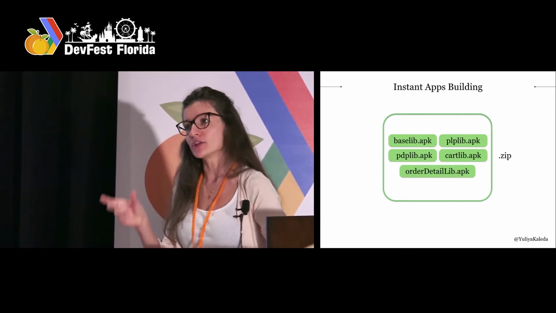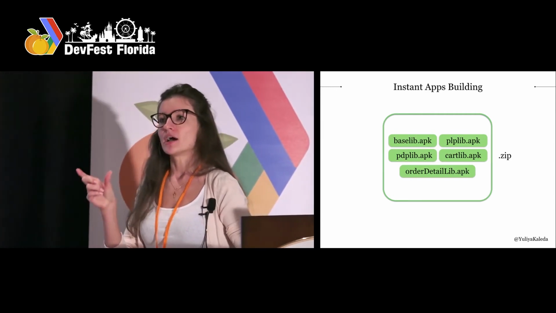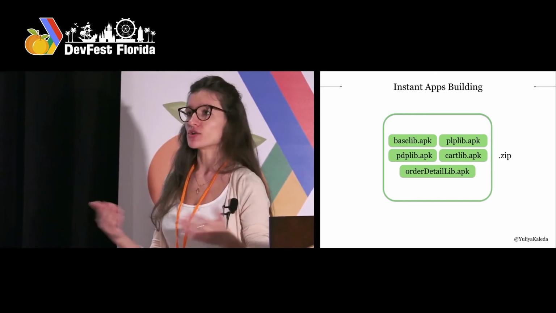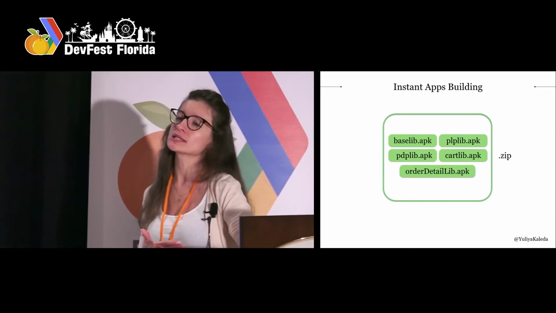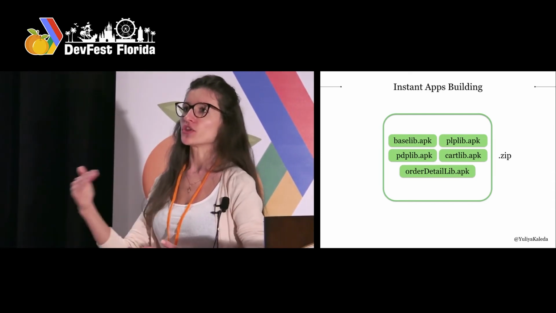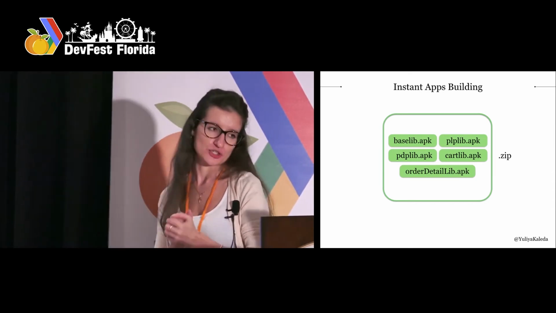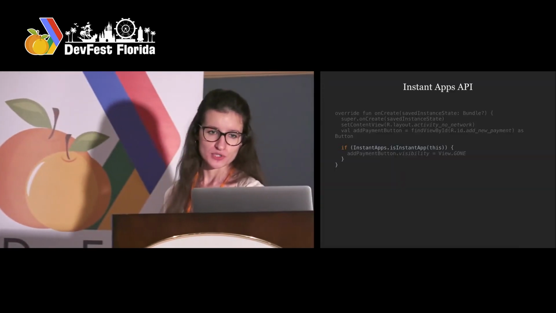There will be a zip bundle in your build folder with all of the APKs, and once you're ready to publish your instant application, you just have to go to the Google Play Store and upload this zip bundle into the Instant App channel of the Google Play Store. So it's a very seamless process.